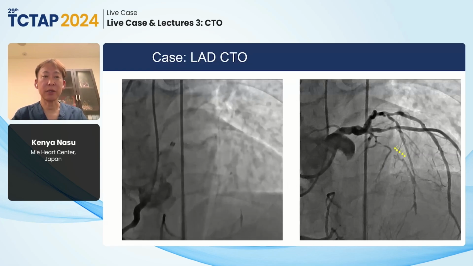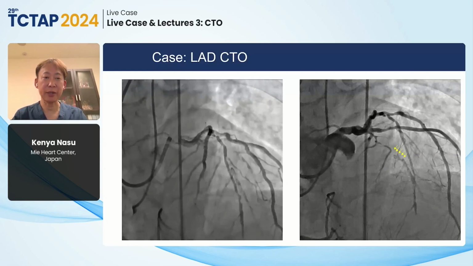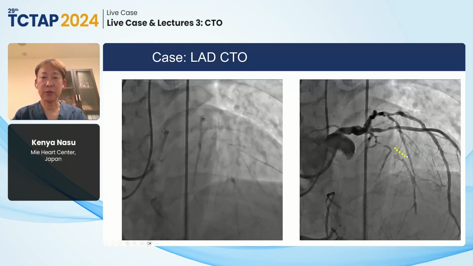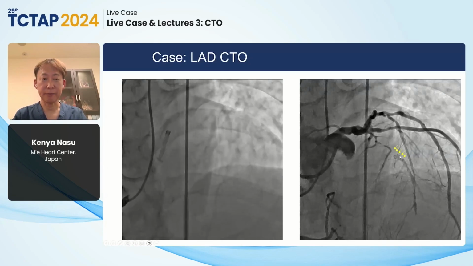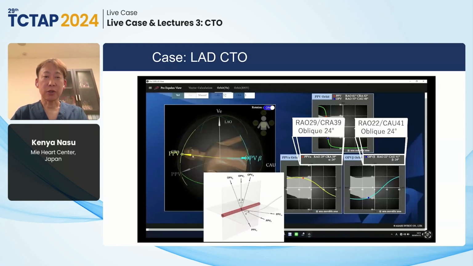I will show one case. This is an LAD CTO like today's live case. You can see almost a 2 centimeter CTO in the middle of the LAD. This is software to calculate the perpendicular angles, perpendicular projections like this. After calculation, we can obtain the vessel vector and the two views, OPV and PPV. For this case, AP cranial and AP caudal is the projection perpendicular to the plane.